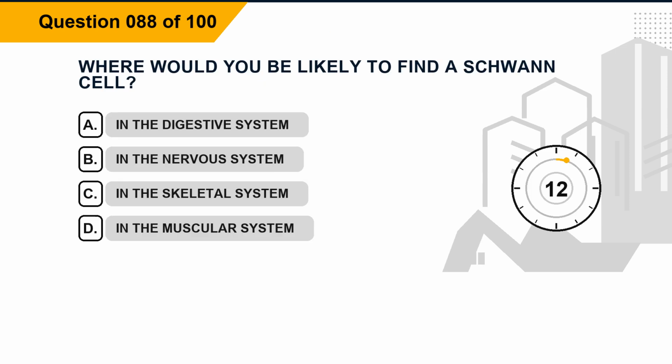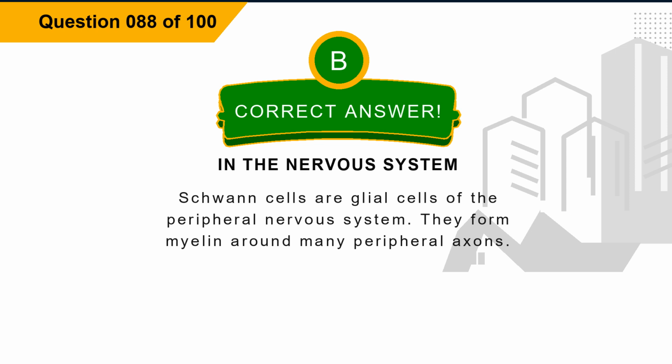Question 88. Where would you be likely to find a Schwann cell? Option A, in the digestive system. Option B, in the nervous system. Option C, in the skeletal system. Option D, in the muscular system. The correct answer is option B, in the nervous system.